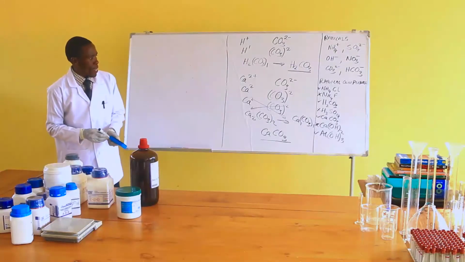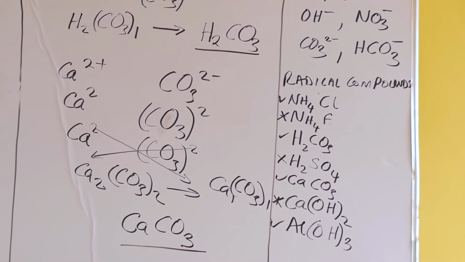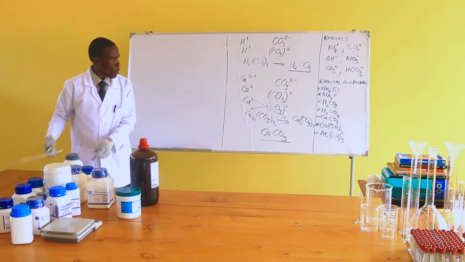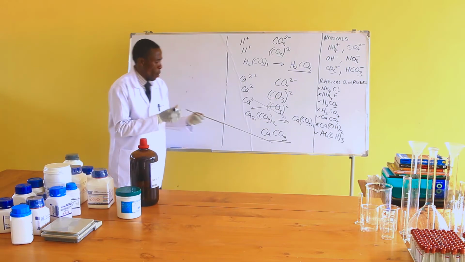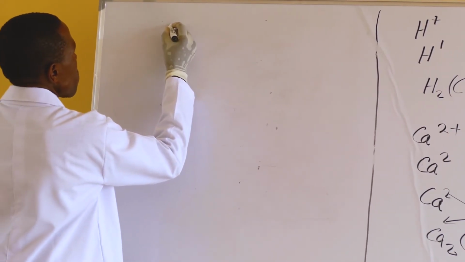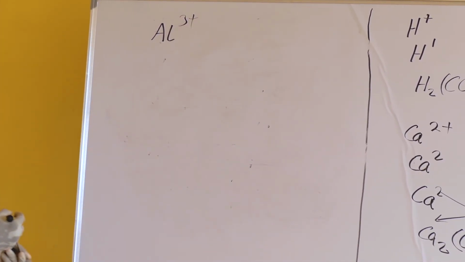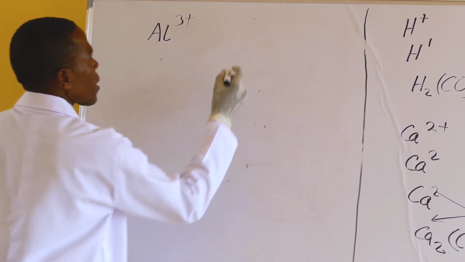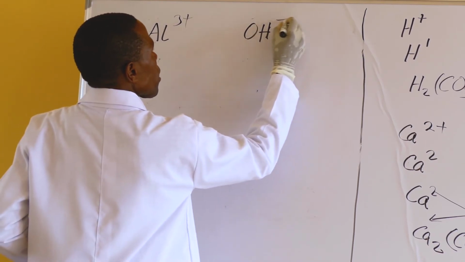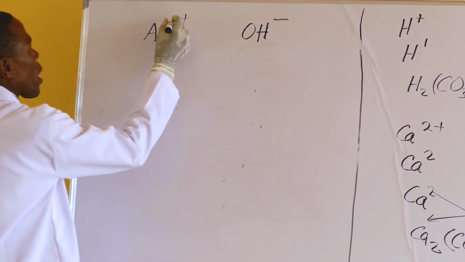Okay, now let us see how aluminium combines with hydroxide in the formation of aluminium hydroxide. How does it form? It starts with aluminium with its charge of positive 3, and on the side hydroxide with a charge of negative 1. This one is a radical, and this one is a simple atomic ion.